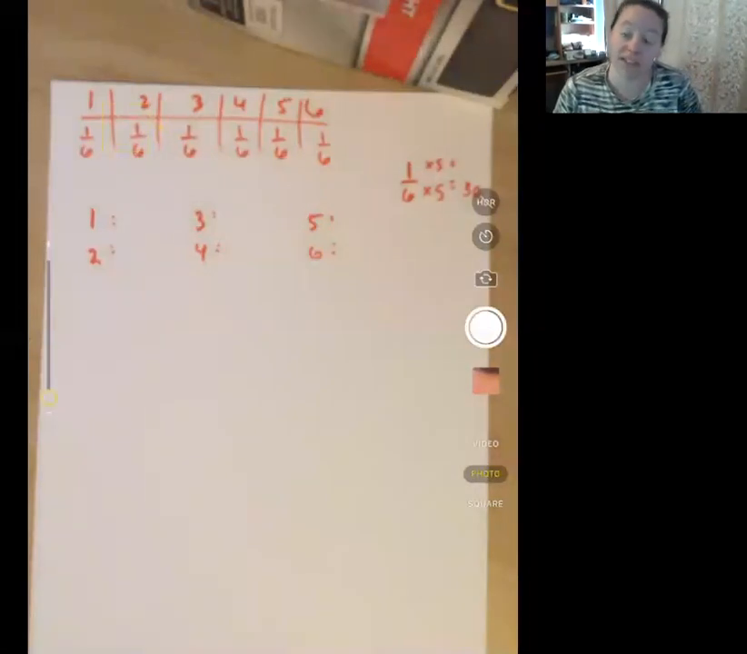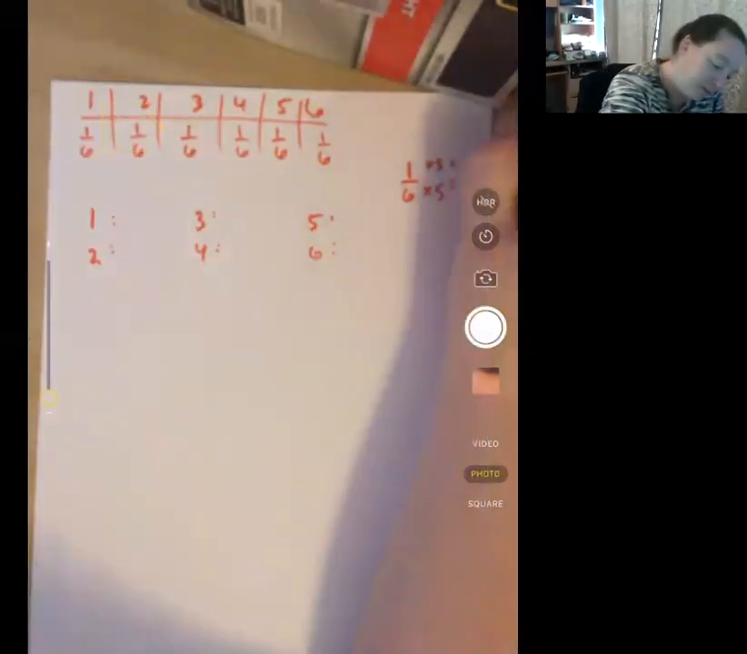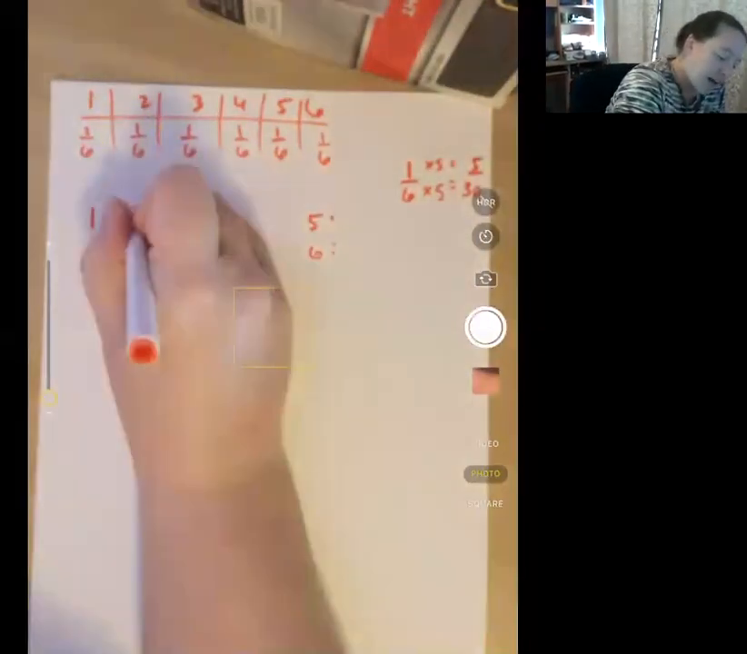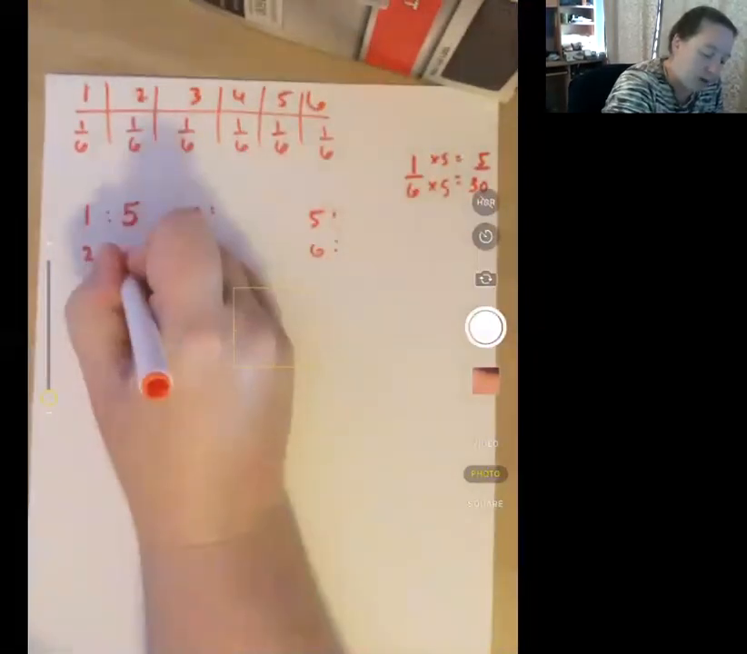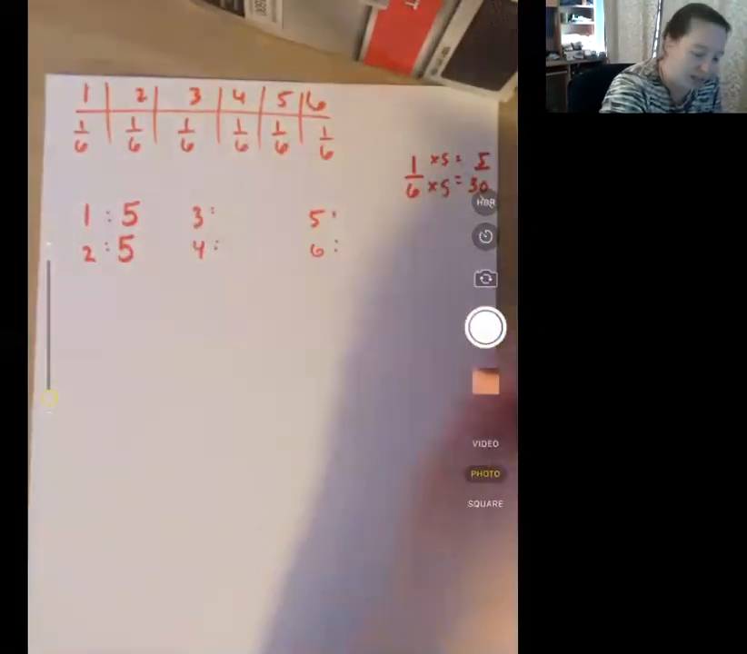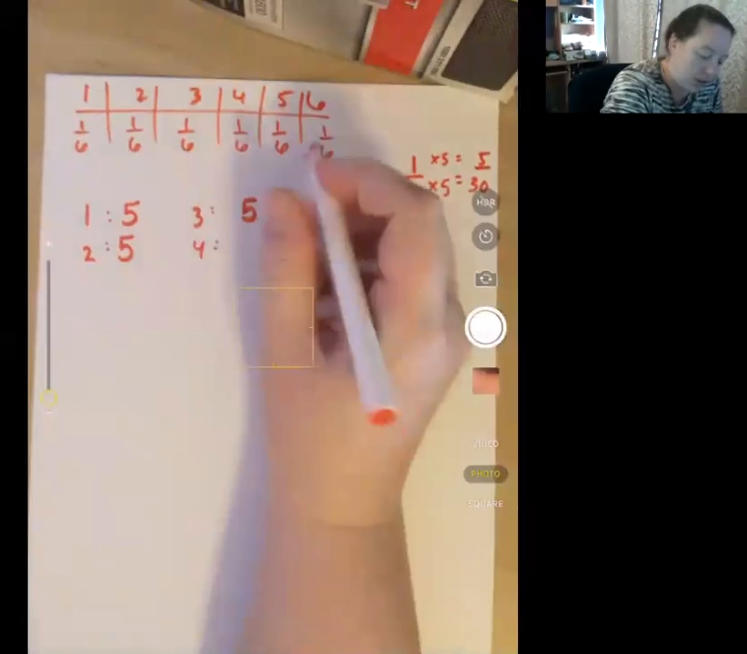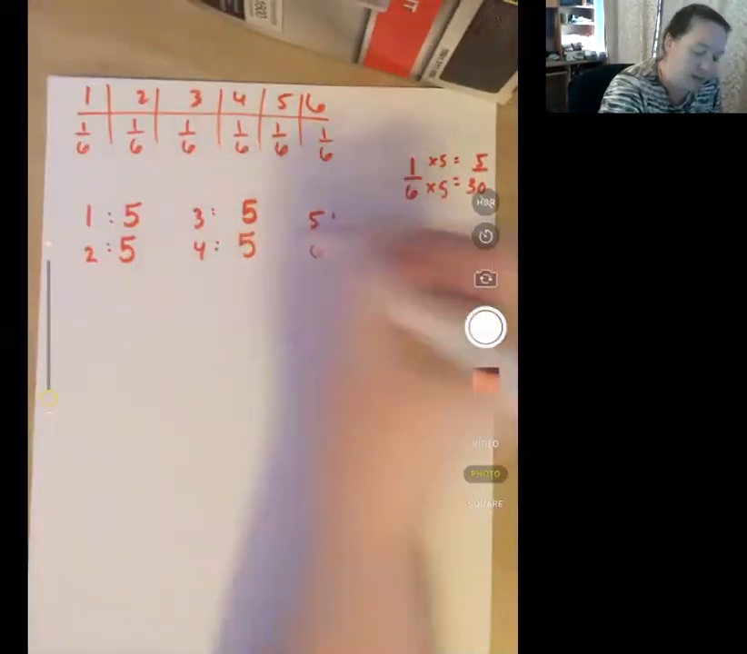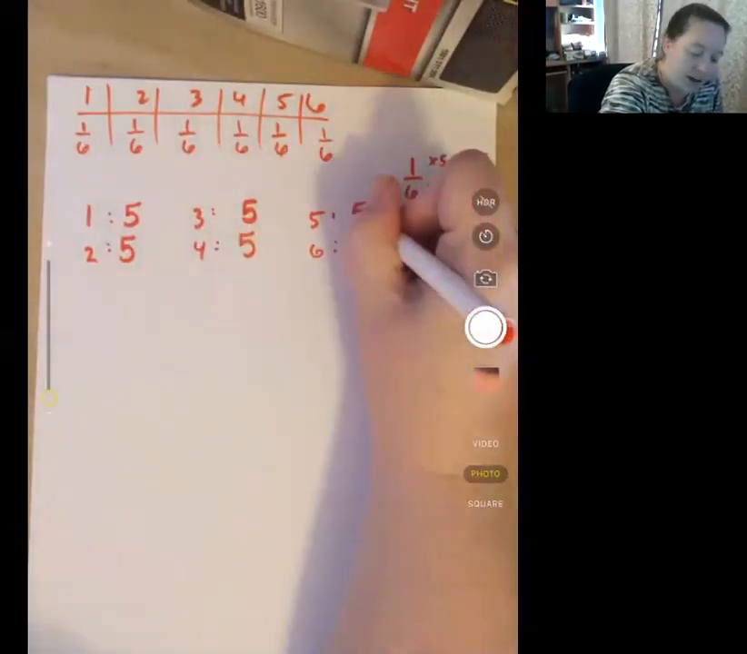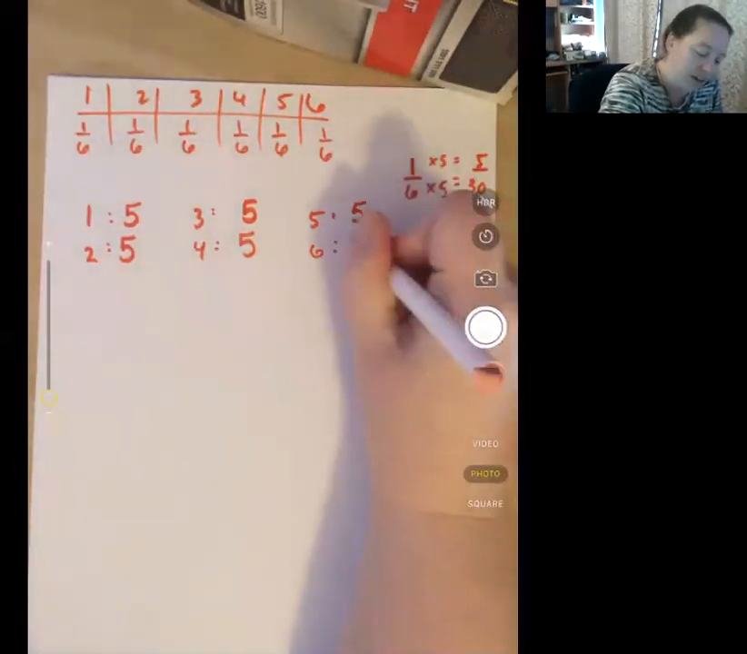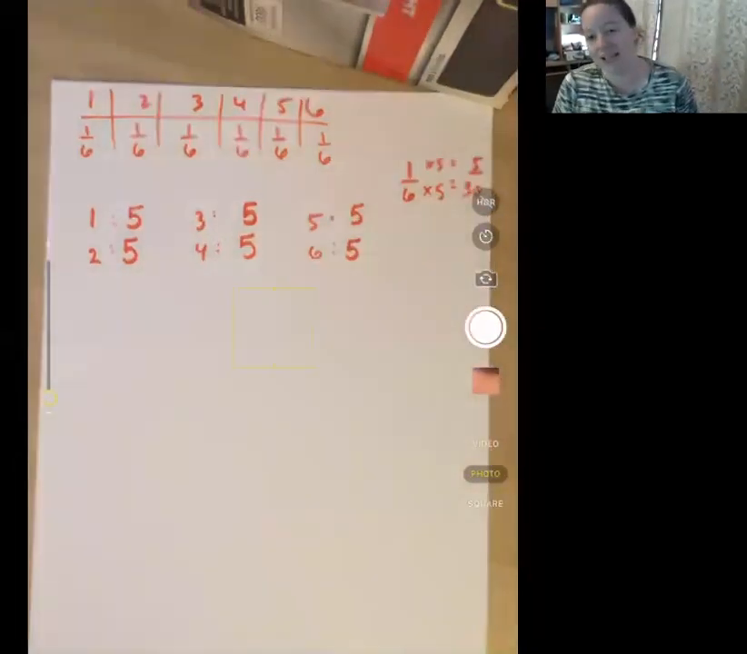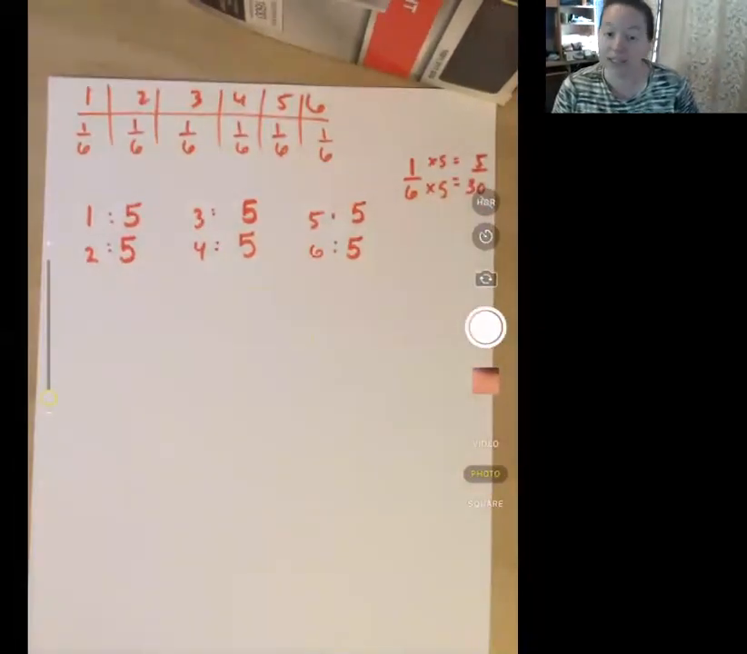1 times 5 is 5. So 5 times out of 30, I'll get a 1. 5 times out of 30, I'll get a 2. 5 times out of 30, I'll get a 3. 5 times out of 30, I'll get a 4. 5 times out of 30, I'll get a 5. And 5 times out of 30, I'll get a 6. I will get each number 5 times.